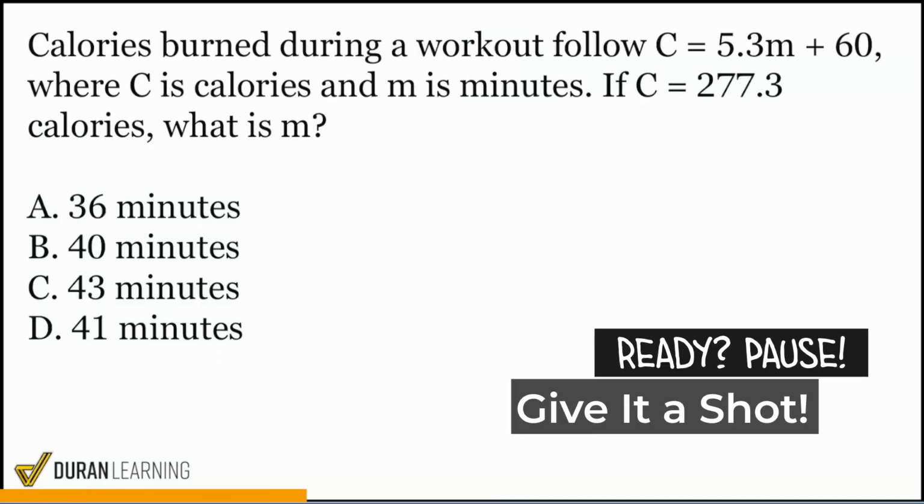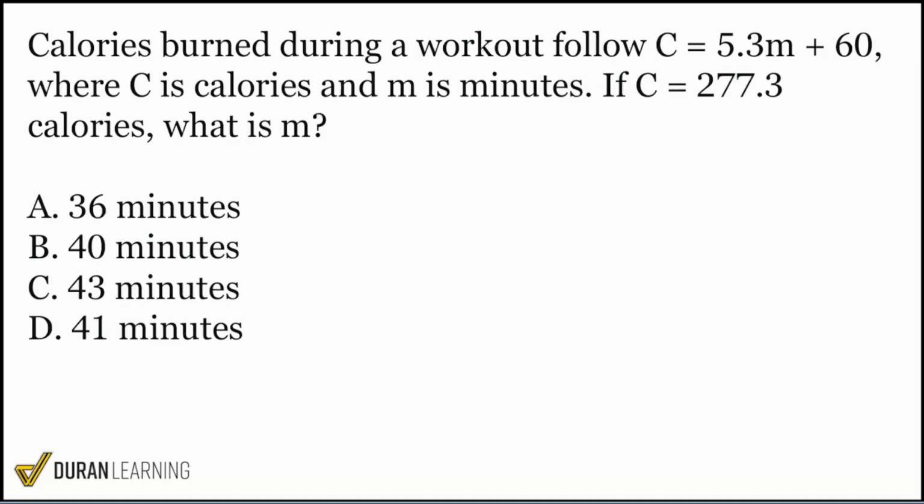All right, new problem. The first thing we're going to do, per usual, is read that question first. Again, we want to orient ourselves around the goal and not any of the extra information. So here's what it says: if C equals 277.3 calories, what is M?